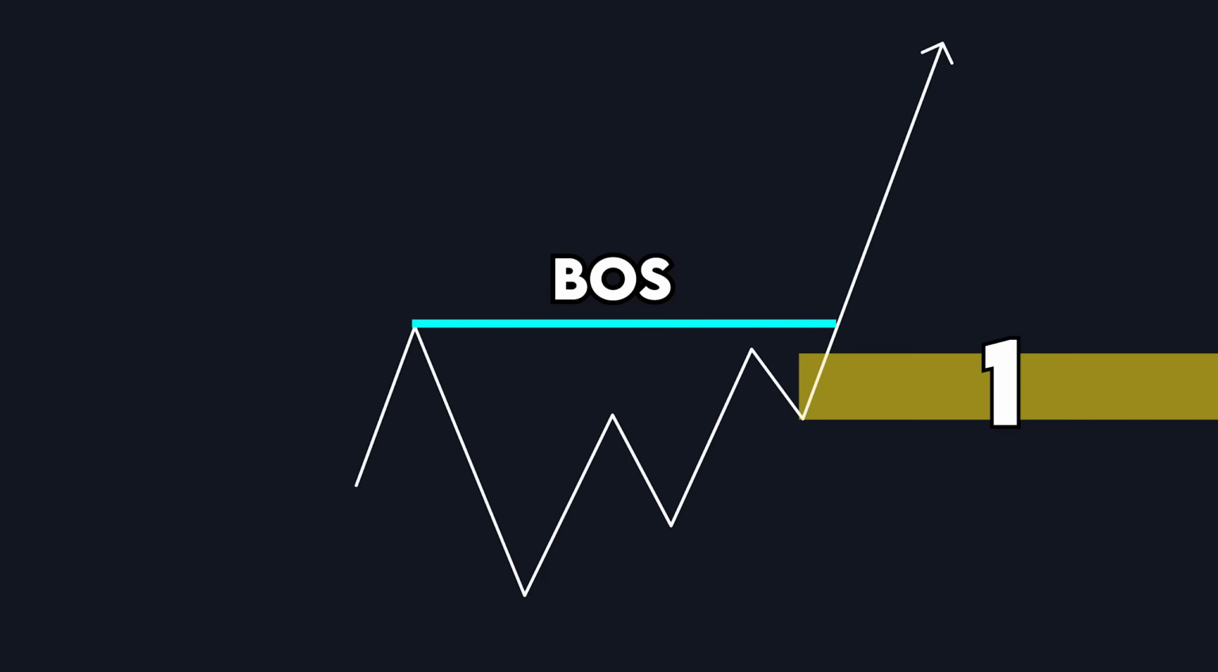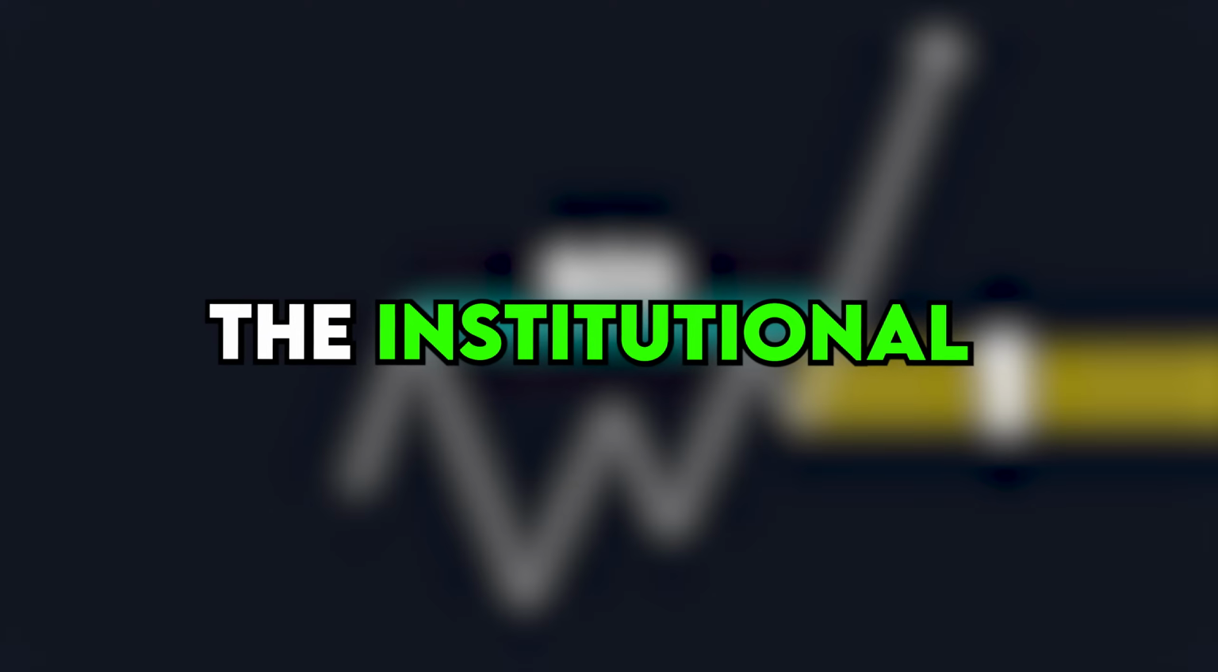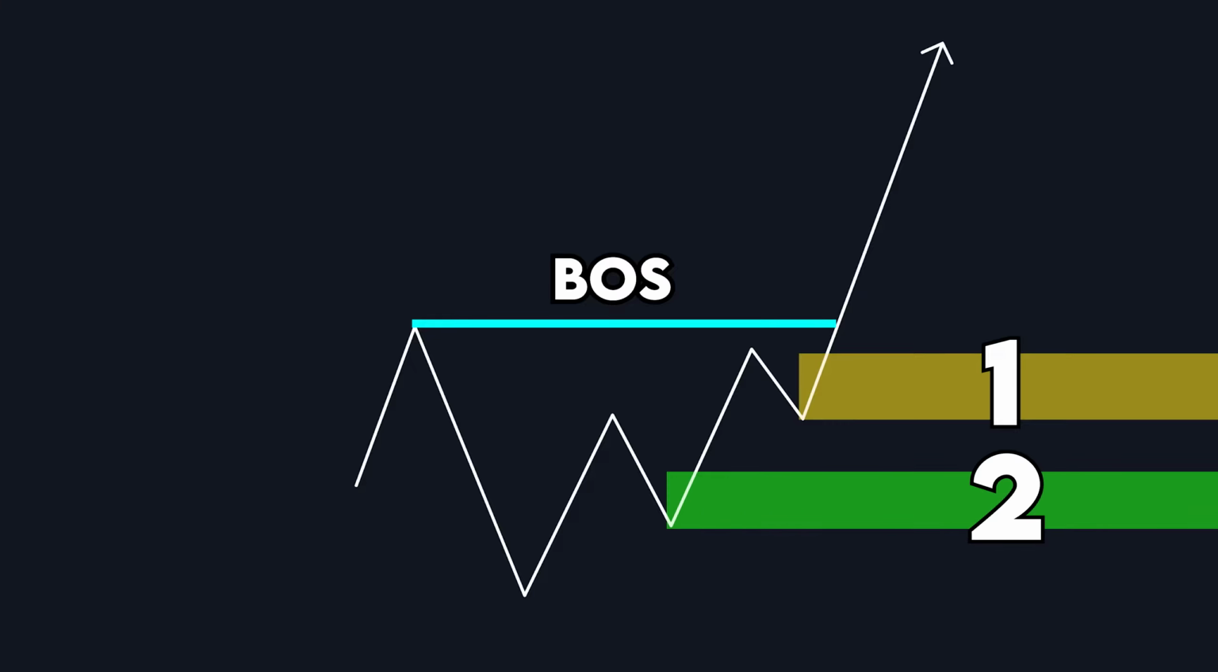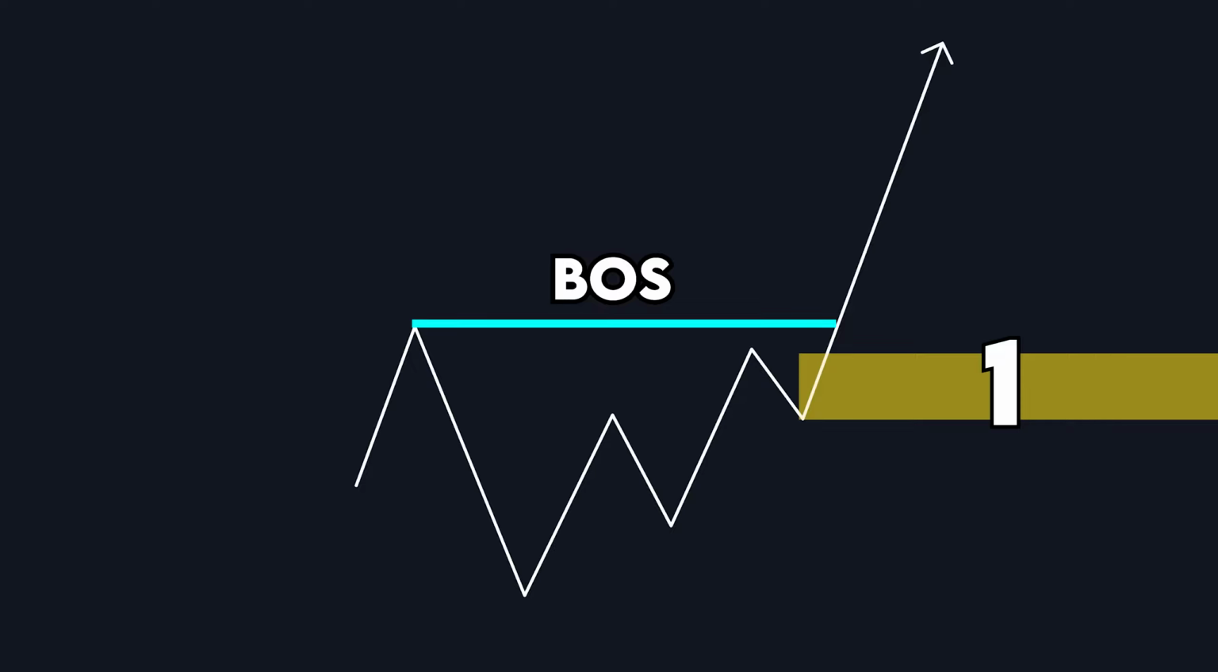While zone 1 was the zone that actually had the institutional backing, giving it the power to break the previous high. So in this example, despite zone 2 being the higher demand zone, zone 1 is actually the stronger zone and is the one we would choose to enter a trade.